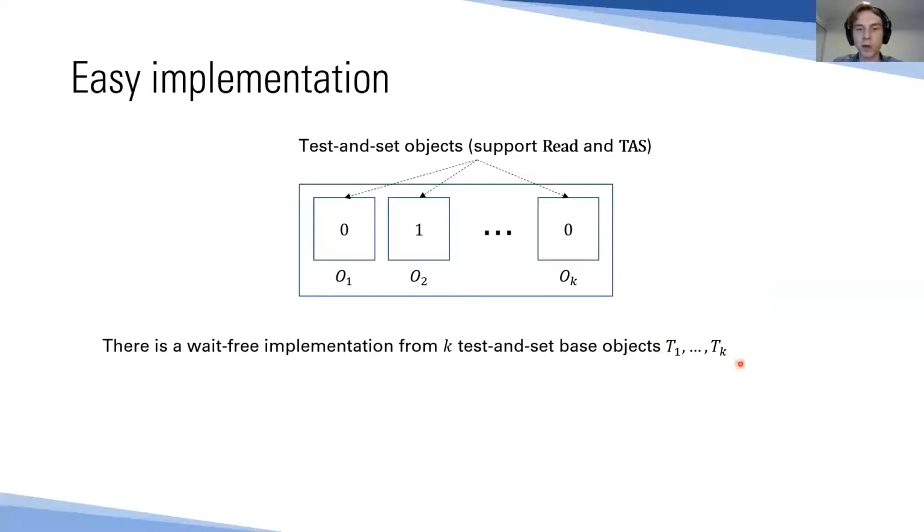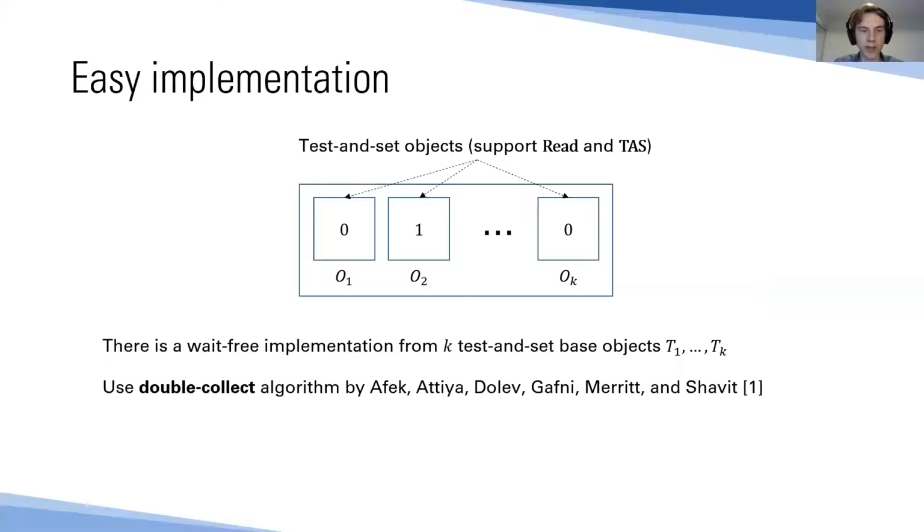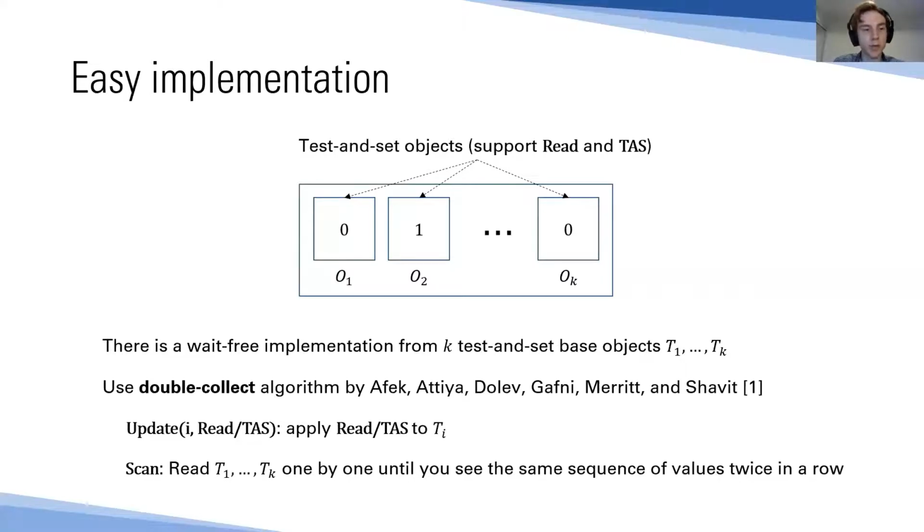Let's call them t1 to tk. In particular, we can use the simple double collect algorithm by these 6 authors from before. In this algorithm, the value of component i is stored in the base object ti. So to perform an update to component i, we simply apply the given operation to the base object ti. To scan, we simply read all of the base objects one by one until we see the same sequence of values in all of the base objects twice in a row.